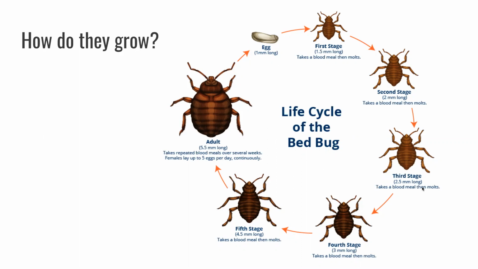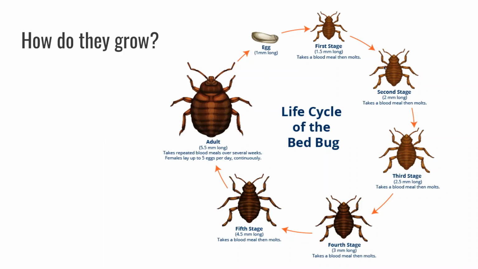They don't fly or anything, but they can move kind of quickly. And the females, once they get to this adult stage, can lay up to 5 eggs per day, and they just keep laying eggs, so they can lay hundreds of eggs. And then once those eggs are released, and then they hatch, this whole cycle starts over again.